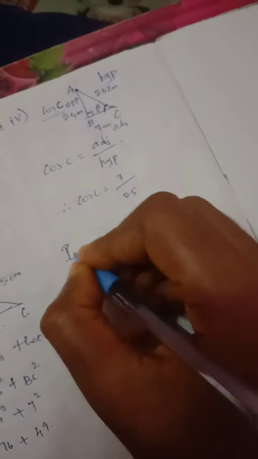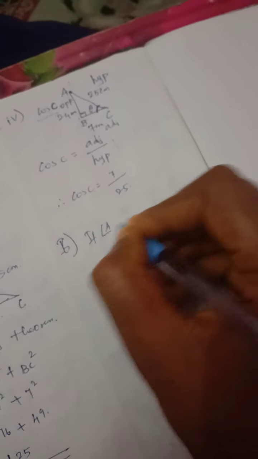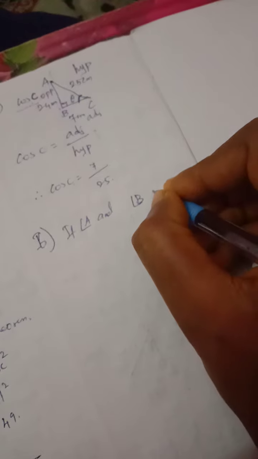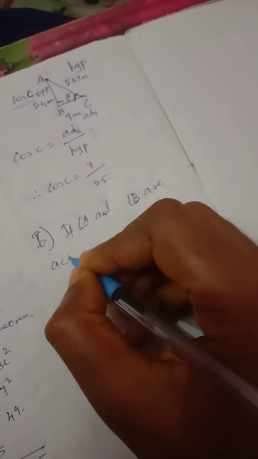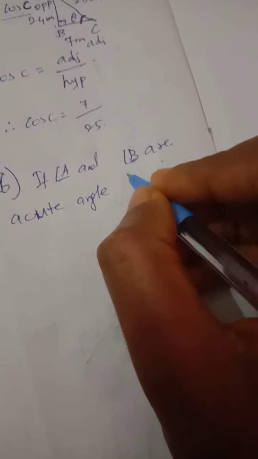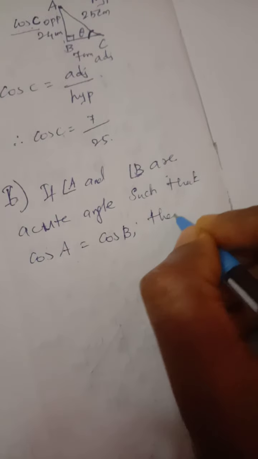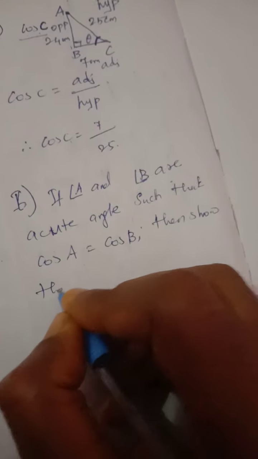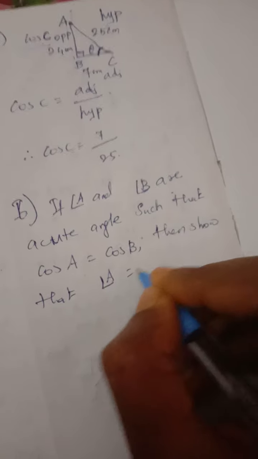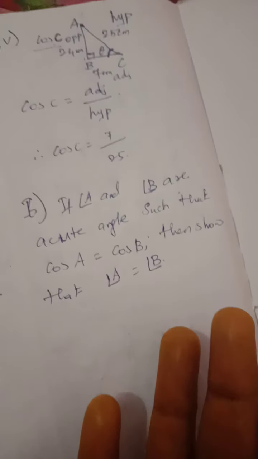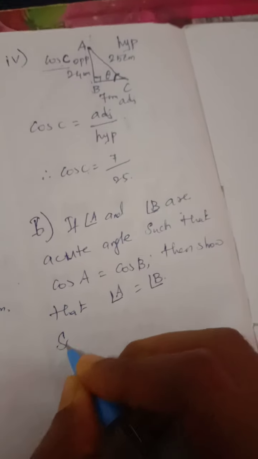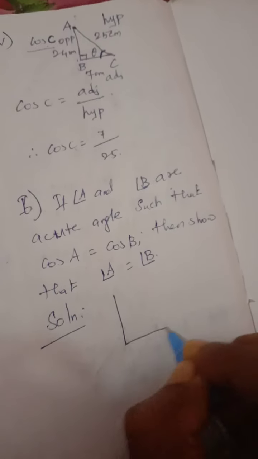Okay, the sixth question is: if angle A and angle B are acute angles such that cos A equal to cos B, then show that angle A equal to angle B. It's a very simple question. So for the given question, again draw a right angle triangle.